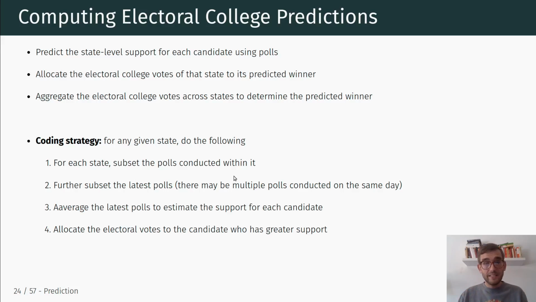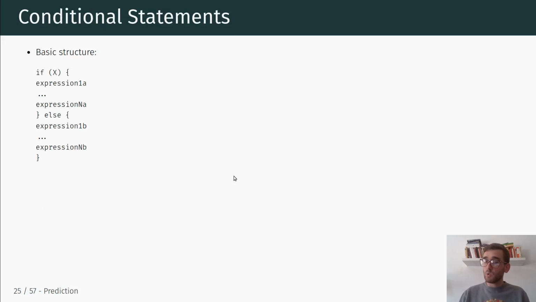And of course, we're going to need loops here again. In order to do this with a loop, we want to repeat this for all states and aggregate the electoral votes. So we're going to need a loop again, but we're going to need more than a loop. We will also need conditional statements. And conditional statements, that's another fundamental building block in programming that you will use in R.